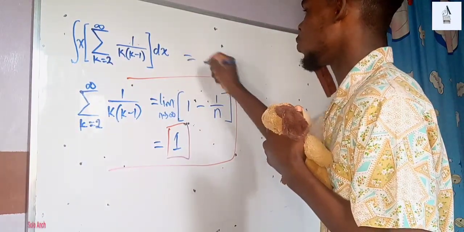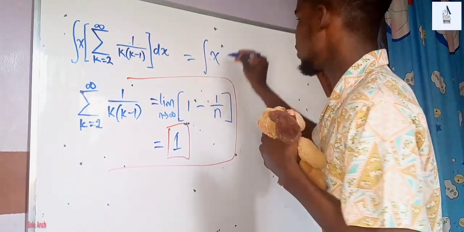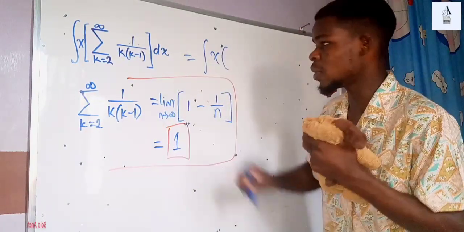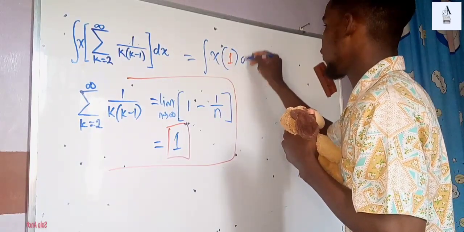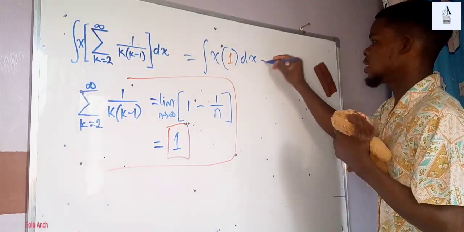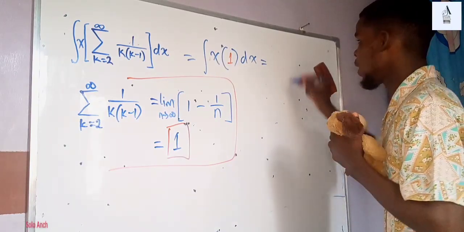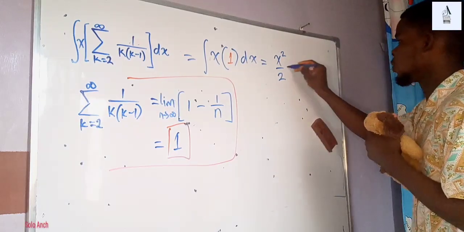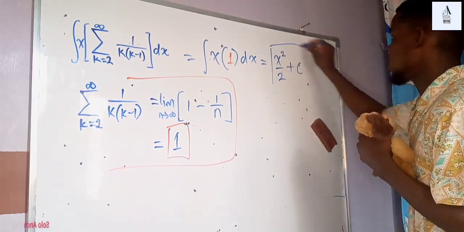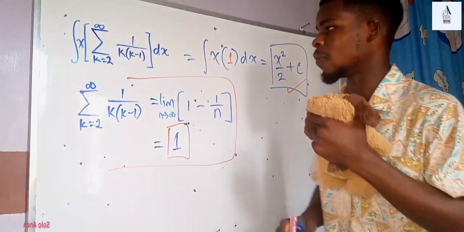So since we've gotten that, we're going to have this become the integral of x times this sum. Well, the sum is just 1. And then we do that over the x variable. This is quite easy because x times 1 is just x, and then the antiderivative of x is x squared over 2. And since we are taking an indefinite integral, we can add an arbitrary constant. And this right here is the antiderivative of the sum over the x variable.